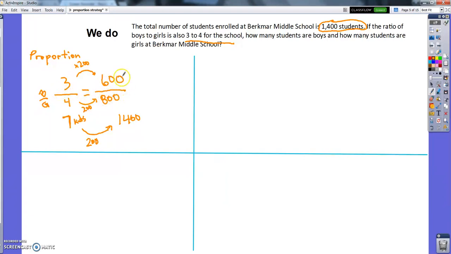And if you notice, that is 1,400 kids, right? I have 600 boys and 800 girls. That is 1,400 kids in all. This right here is the proportion. It's 2 equivalent fraction ratios just like that.